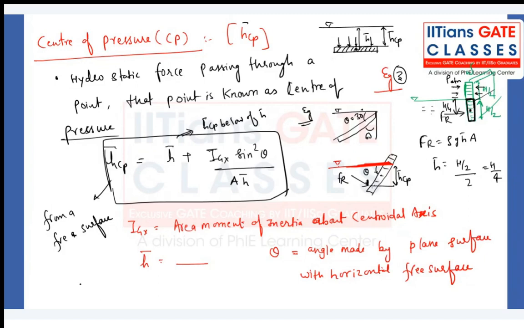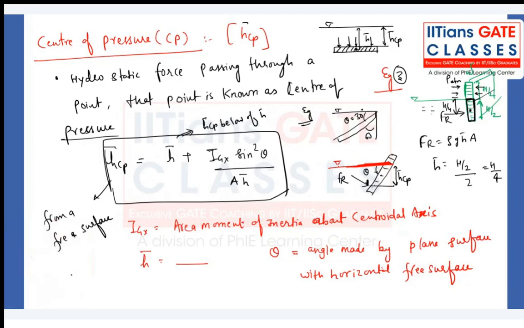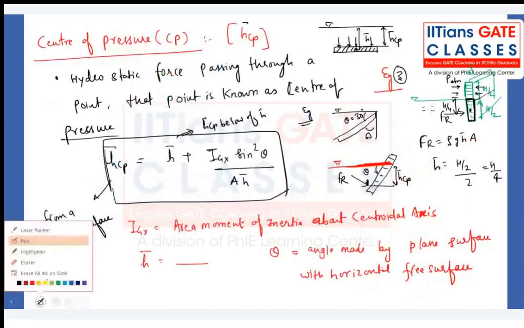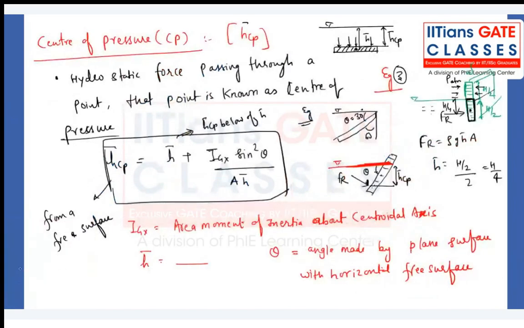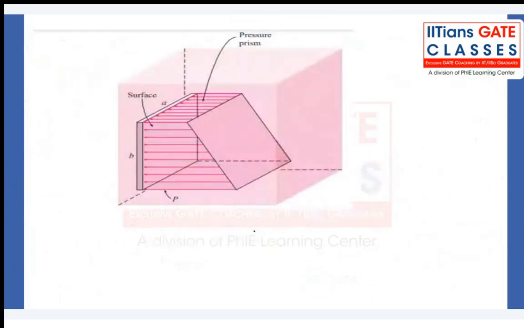In a vertical plate, theta will be 90 degrees. For the particular vertical plate we have discussed here, theta is 90 degrees. Done. Can I move to the next segment? Now, note down, guys, this prism method, very, very important.